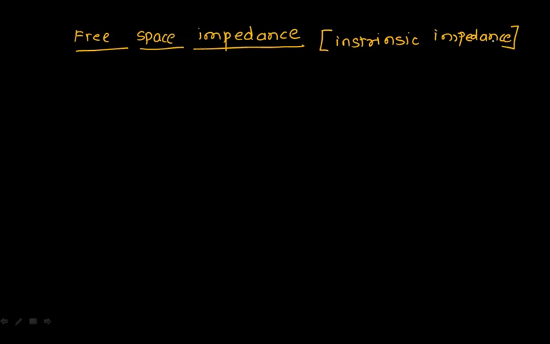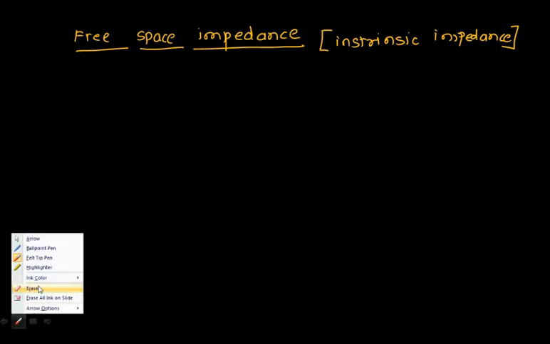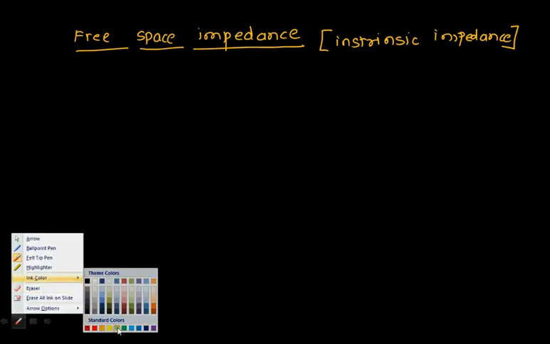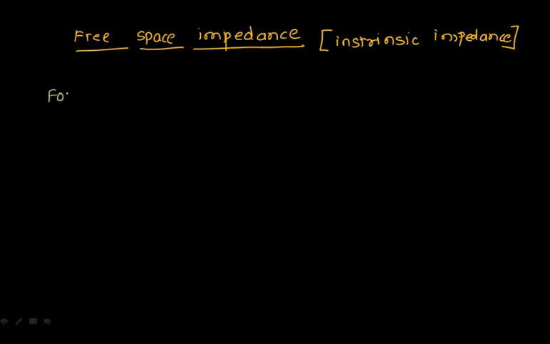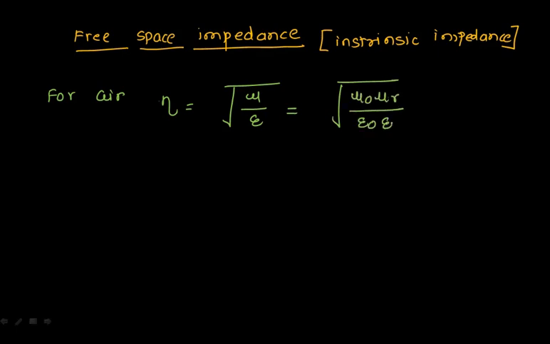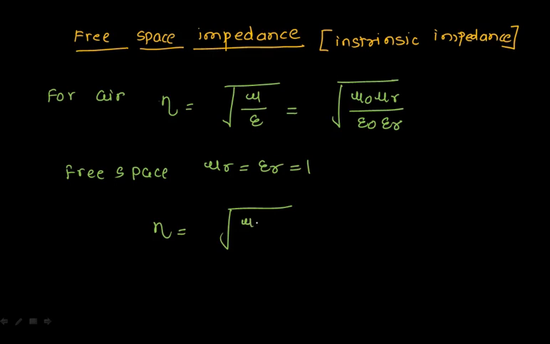So whenever I'm talking about this particular impedance, if you see for air, you're having this kind of structure. Okay, for air, the impedance eta is nothing but the square root of mu by epsilon. And if I elaborate this one, this is nothing but mu 0, mu r, epsilon 0, epsilon r. Now this is air and you are assuming that it is free space. So you can say here mu r is equal to epsilon r, which is nothing but one. So if you put the values of mu 0 and epsilon 0, you will get the intrinsic impedance.